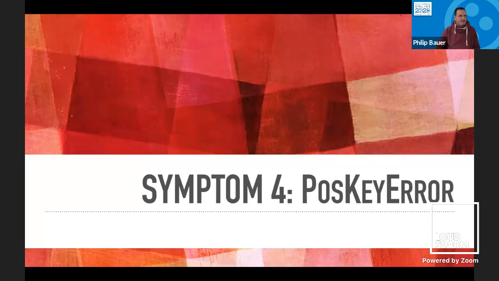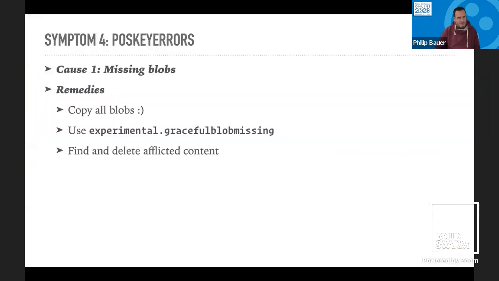Okay, getting more fancy by the minute. PosKey errors. They're actually really simple. The ones that show up are mostly blob missing errors. I think that's the subclass of that. A blob is missing. Obviously, you forgot to copy all the blobs during some rsync operation. You can use experimental graceful blob missing if you still want to go ahead, and it'll create dummy files for all blobs that it is trying to touch.